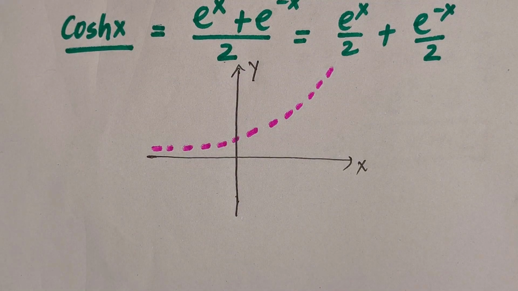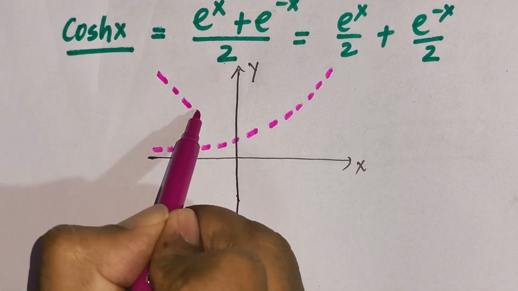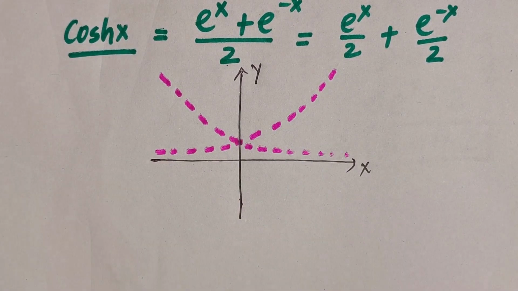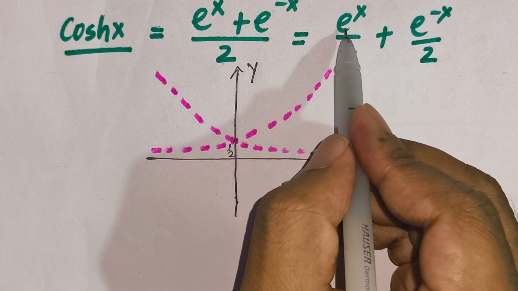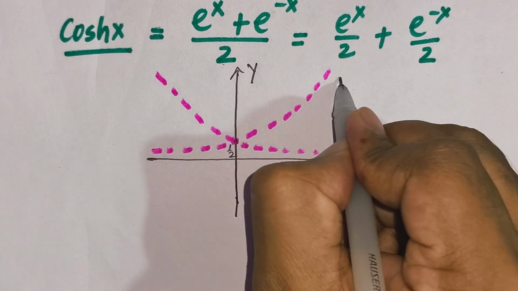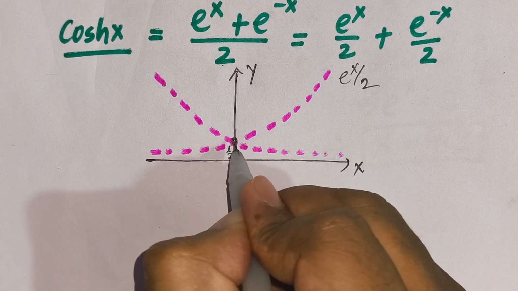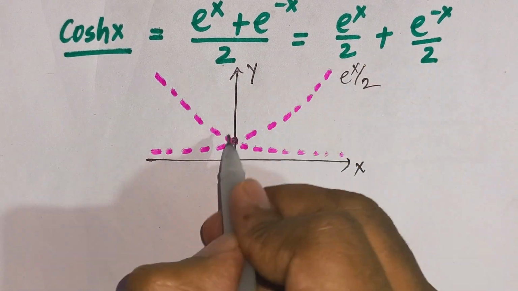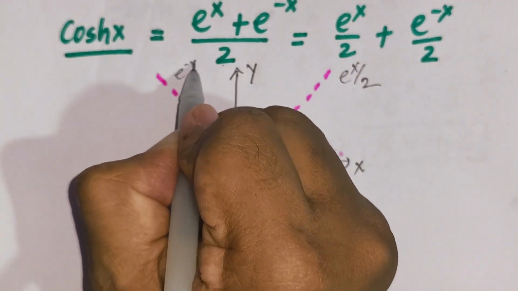This is e to the power x by 2. And what is e to the power minus x by 2? That will look like this one. This side is half. At 0, e to the power x, or e to the power 0, by 2 is half. So this is e to the power x by 2, and that will go through the y axis at half. So does e to the power minus x by 2. At 0, we have e to the power minus 0 by 2, which is a half. This is e to the power minus x by 2.